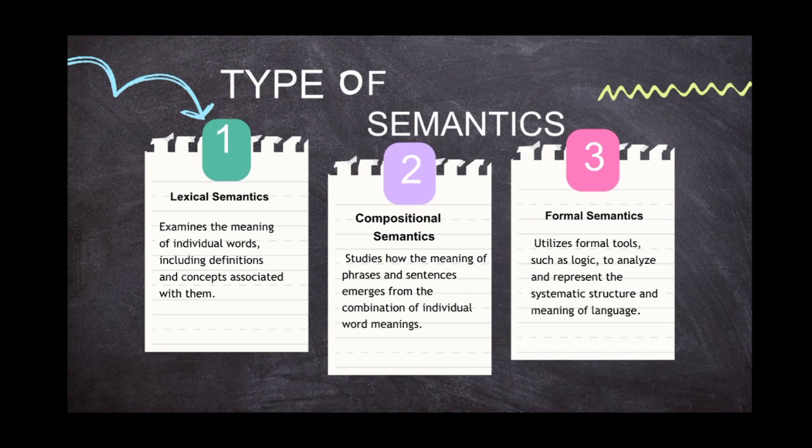These are 3 types of semantics. The first one we have lexical semantics, which examines the meaning of individual words, including definitions and concepts associated with them. Then the second one we have compositional semantics. It studies how the meanings of phrases and sentences emerge from the combination of individual word meanings. And then the last one, we have formal semantics. It utilizes formal tools such as logic to analyze and represent the systematic structure and meaning of language.